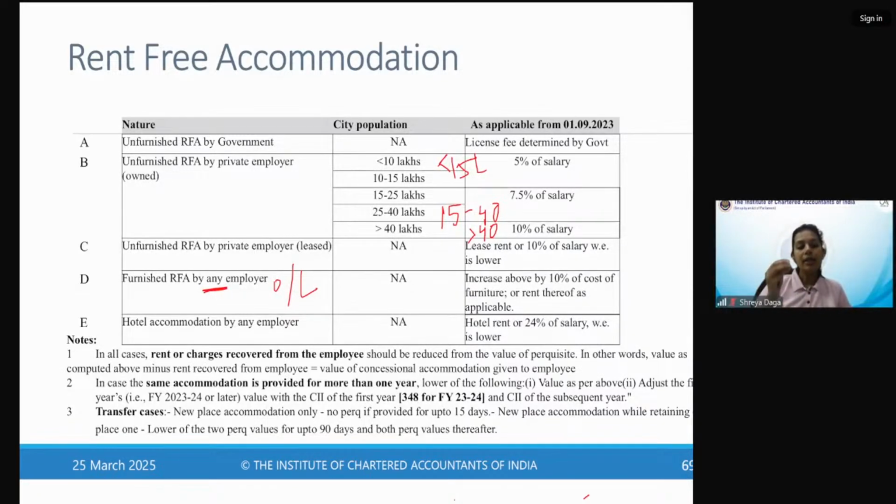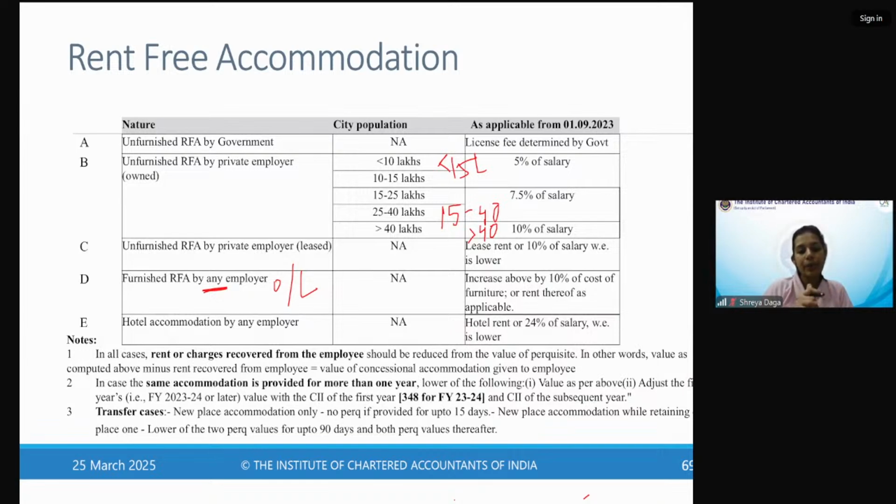So for determining the value of concessional accommodation, you first determine the value of accommodation as per the rules given above. Then you reduce the amount of rent recovered from the employee. That is actually the value of concessional accommodation. There is no new rule. Value of rent-free accommodation minus rent received from employee is equal to the value of concessional or discounted accommodation.